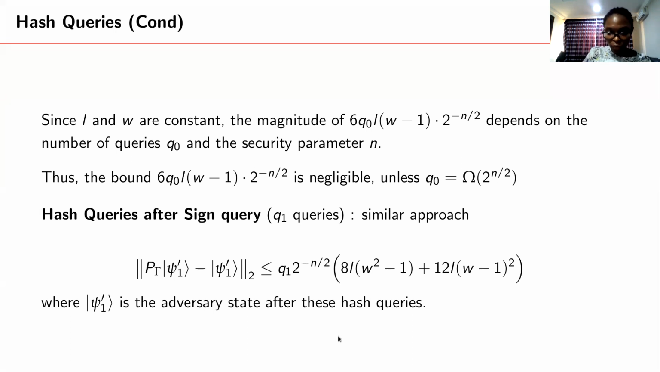Which means again that even hash queries after sign queries do not give enough information about the hash chain to the adversary. So he has negligible probability to make use of the hash chain and come out with a valid signature.